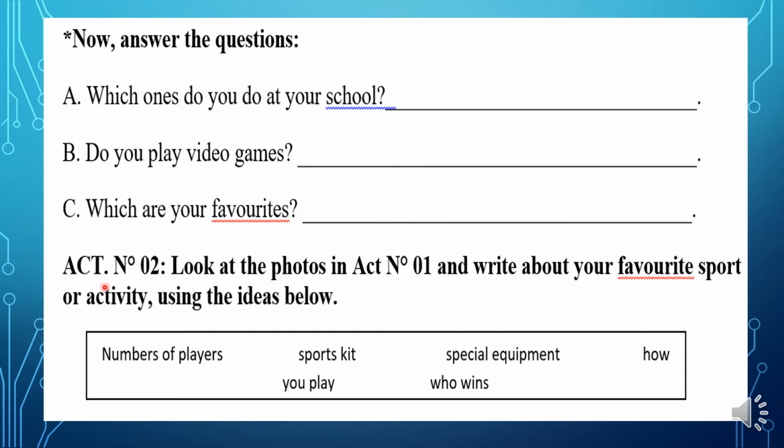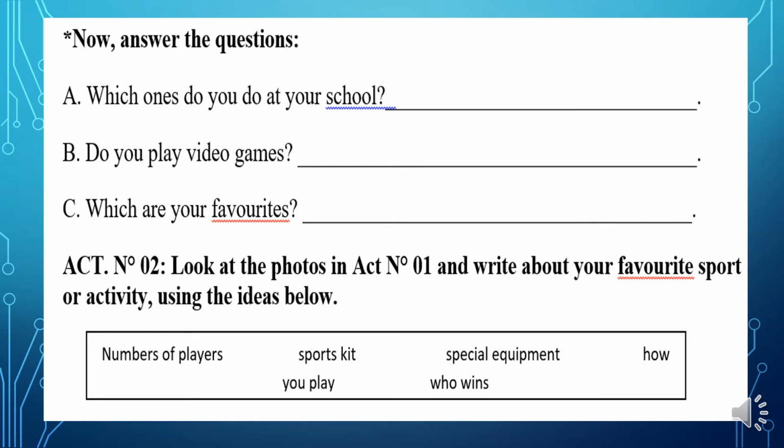After that, you have to go to activity number 2. What are you going to do in activity number 2? You have to look at the photos presented before, and you have to write about your favorite sport or activity using these ideas. Here you have some specific points you have to take into account when you're going to write about your favorite sport, game or activity. For example, you have to consider the number of players, the sports kit, the special equipment, how you play this sport, this game or this activity, and who wins.